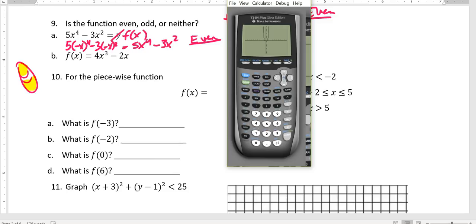Okay? Similarly, let's look at b. Let me just put in b as a y equals. Okay, so I put in the function. I'm going to graph that. And I told you a quickie way to do this one with the graphing calculator: you just turn it upside down. When you turn it upside down, if it looks the same, then it's an odd function. Okay, so let's take a peek at this.